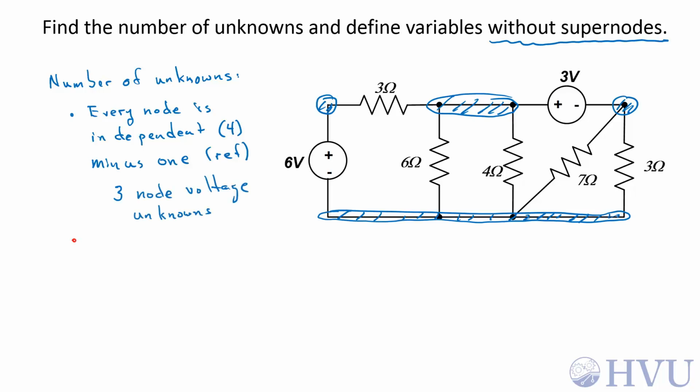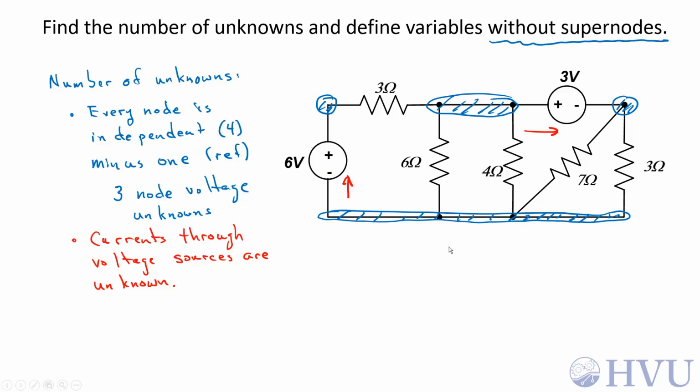Now, if I don't use supernodes, the currents through the voltage sources also become unknowns. So I have to assign those as unknowns. I'll choose a current through this 6 volt source, and I'll choose a current through this 3 volt source. Doesn't matter which direction I choose to be assumed positive because we know absolutely nothing about the currents through voltage sources. So this gives me an additional 2 unknowns. So 3 node voltages plus 2 unknown currents totals up to 5 unknowns.